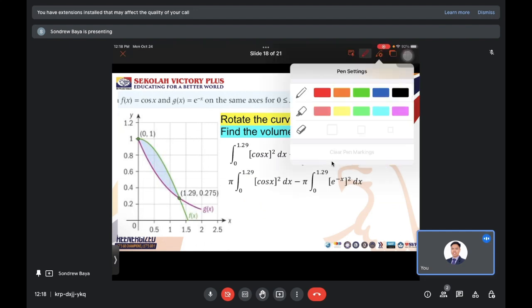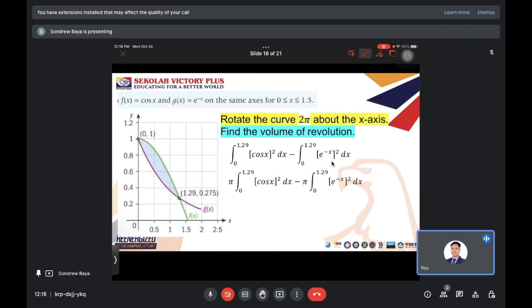Wait for a while. I think there's a mistake here, sorry. So for the area, this must not be present. This one as well must not be present. Okay, so again, to find the area of the region underneath the two curves, it will just be the integral of the function cosine of x from 0 to 1.29 dx minus the integral of the function e to the negative x from 0 to 1.29 dx.